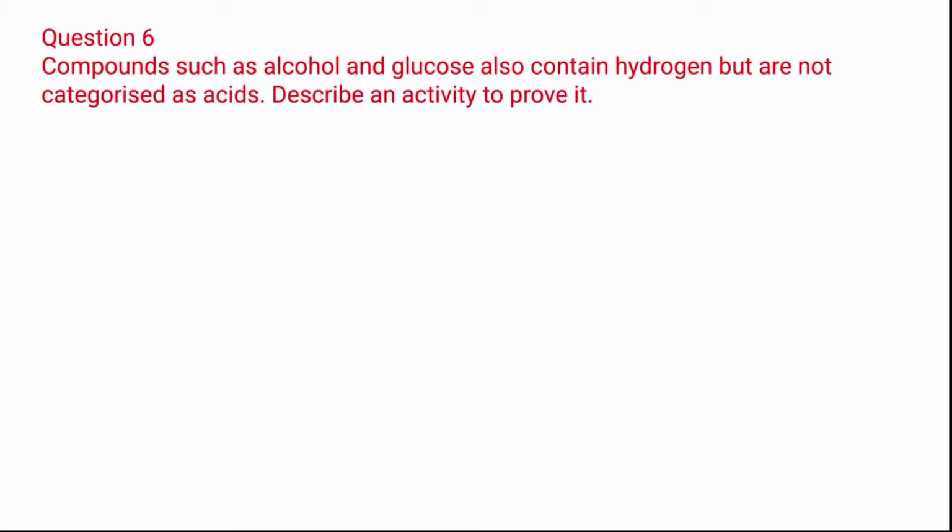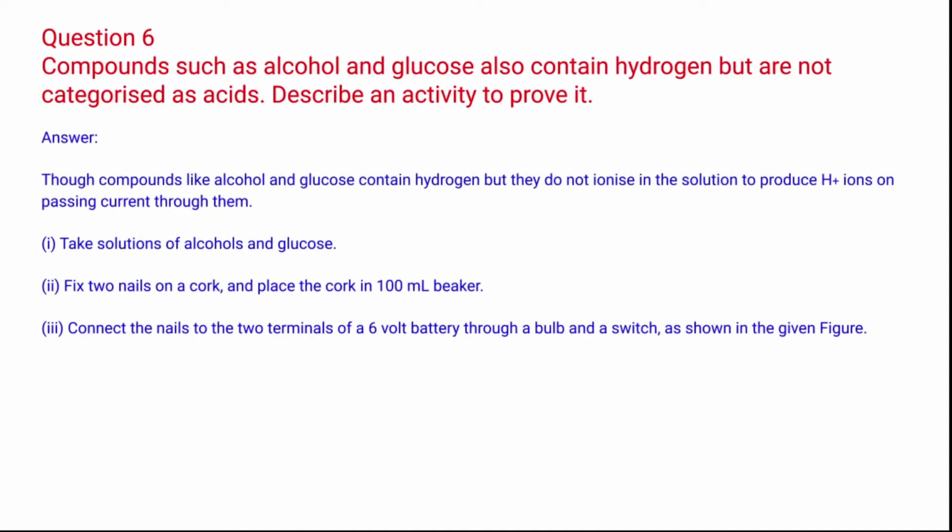Next we have question number 6. Compounds such as alcohol and glucose also contain hydrogen but are not categorized as acids. Describe an activity to prove it. Answer is, though compounds like alcohol and glucose contain hydrogen, they do not ionize in the solution to produce H positive ions on passing current through them.